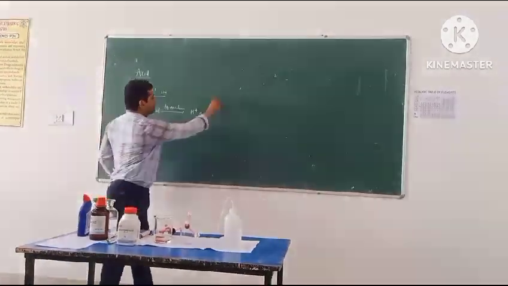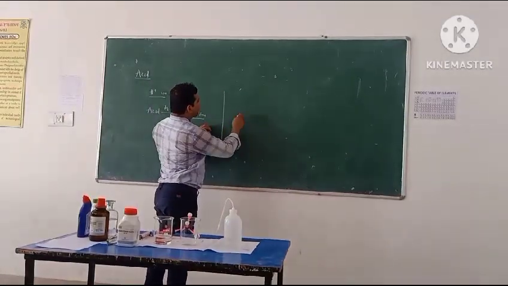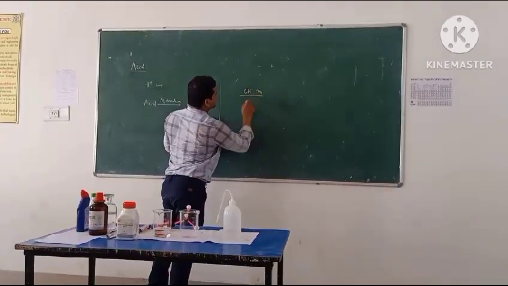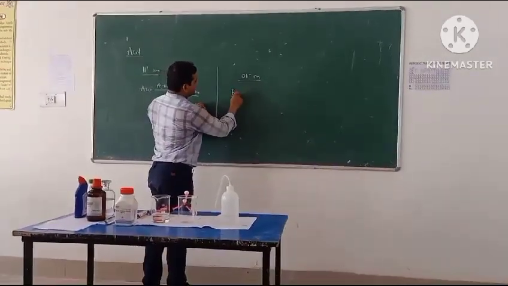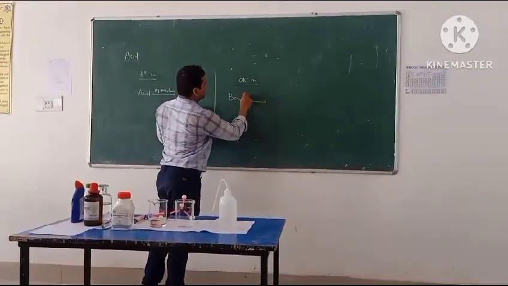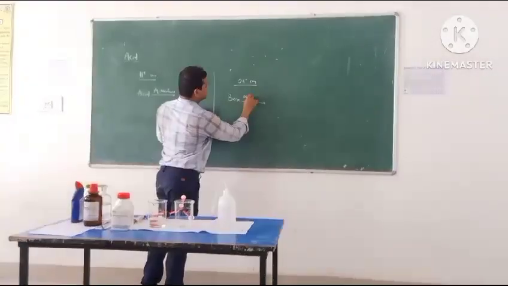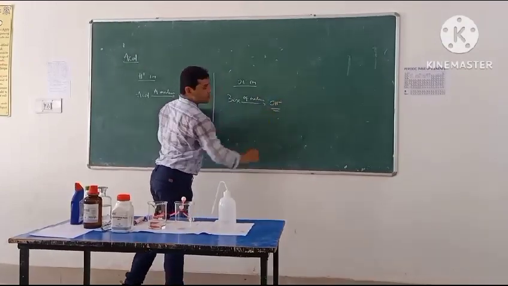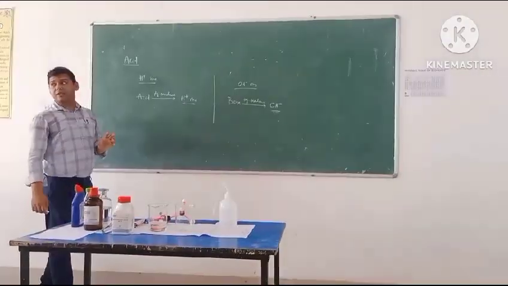In a similar way, a base is a substance which produces OH minus ion in its aqueous solution. That means base in aqueous medium produces OH minus ion, that means hydroxide ion.